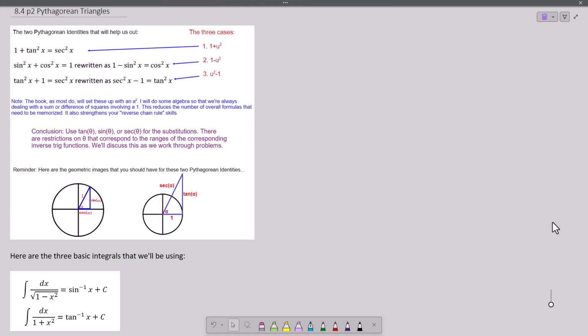There are only three functions when we do trigonometric substitution: sine, secant, or tangent. Those are the only three that we use. This one up here we use tangent, this one up here we use sine, this one here we use secant. When we do trig sub, sine, secant, or tangent. Those are the only three. Could you use the other three? Yes. But why when you don't need to? You do not need the other three. Sine, secant, or tangent will work in all cases that trig sub will work.